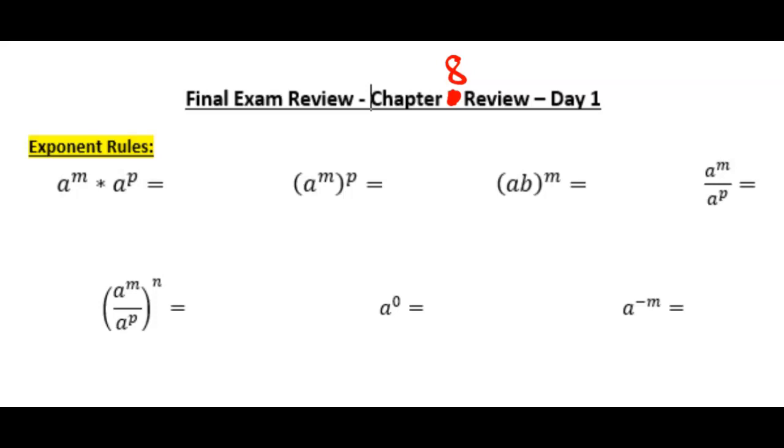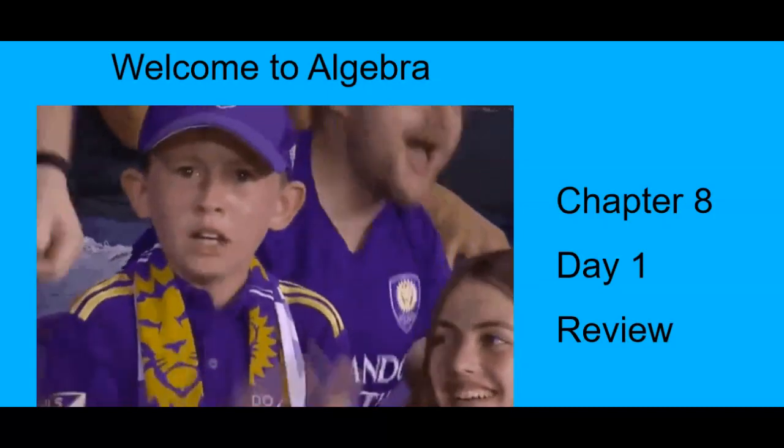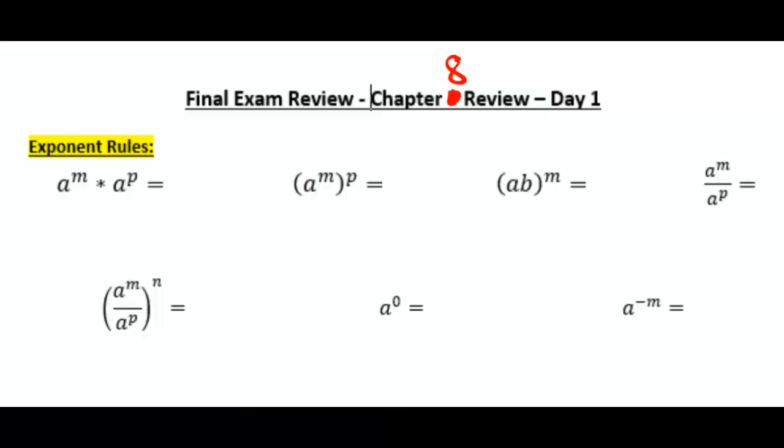Algebra, we are going to go over our exponent rules. So, chapter 8, as we know, was exponents. So what are my exponent rules? When I multiply two numbers that have the same base with the exponent, remember, I am going to add my exponents. Okay? What am I going to do here?